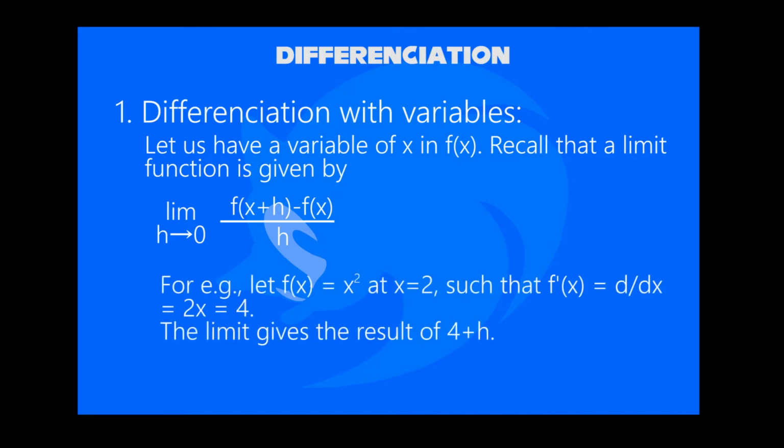For example, if we take f of x as a square function, equal to x squared, and it is differentiable at x equals 2. The derivative of f of x is written d over dx. Its derivative is 2x, and if x equals 2, we get the derivative value 4. When you solve the limit at x equals 2, we get 4 plus h, but h tends to 0, so we get 4.